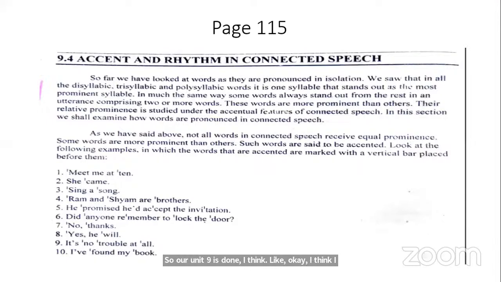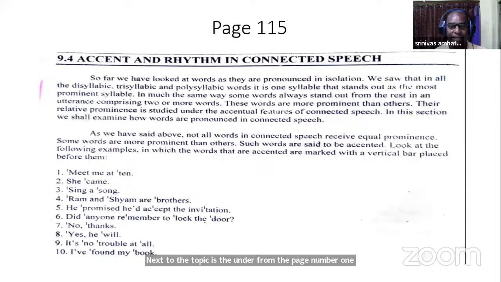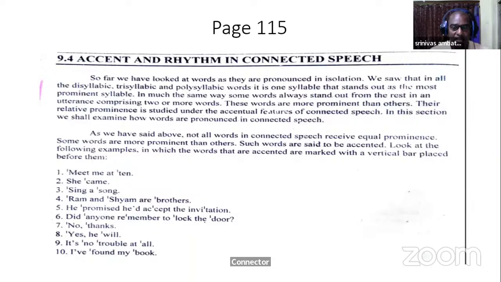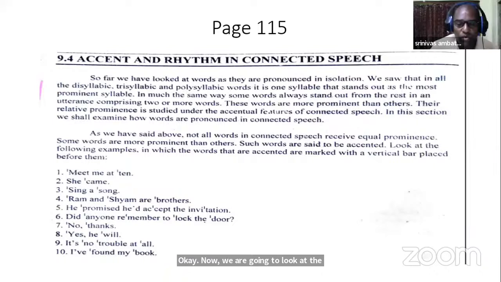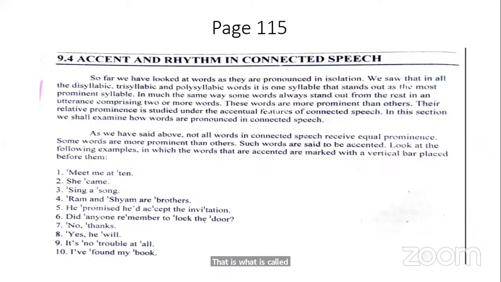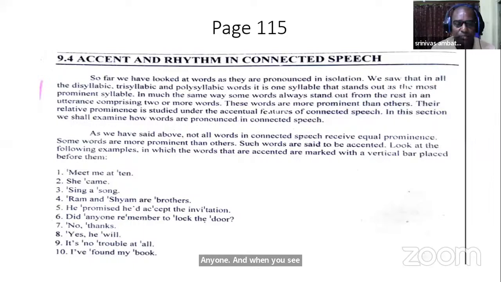Next topic is from page number 115. Accent and rhythm in connected speech. Connected means not single. Earlier we discussed only words separately. Now we are going to look at the words in a group. That is what is called connected speech. What is connected speech? Words in a group, and when you speak that, it is simple.